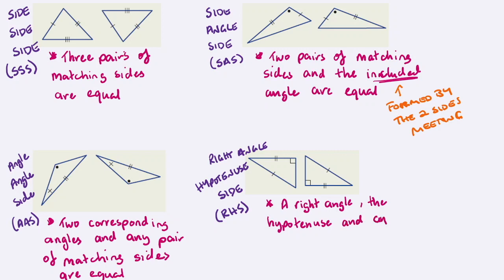And any pair of matching sides. So any of the other two sides, as long as they're matching or corresponding, if they're equal, as is the hypotenuse and of course the right angle, we're going to have ourselves congruent triangles. So that's all our theory taken care of. Let's smash out a couple of examples to finish our video off.